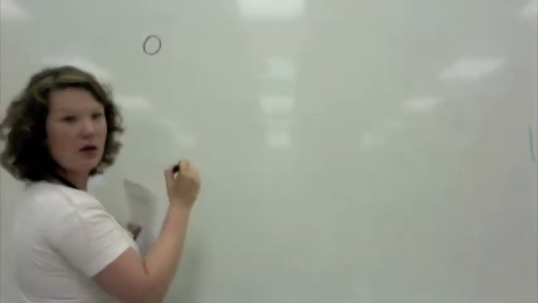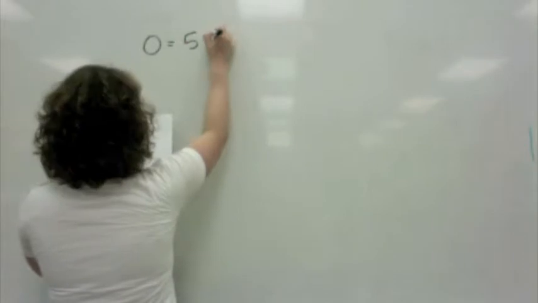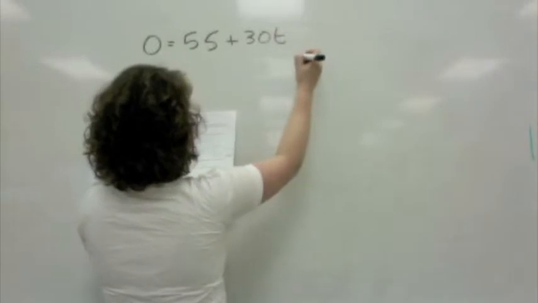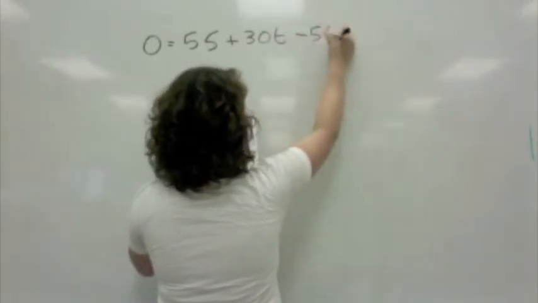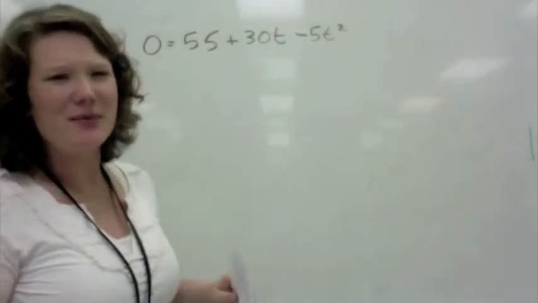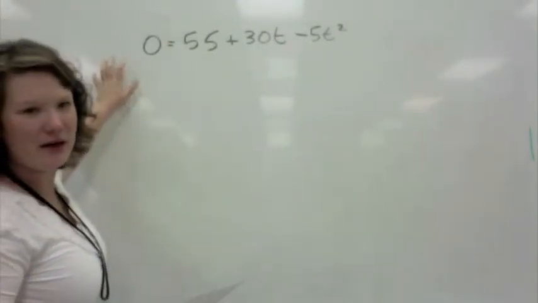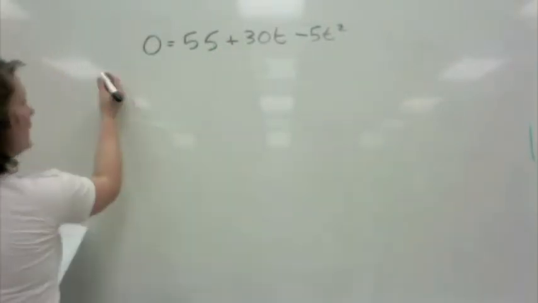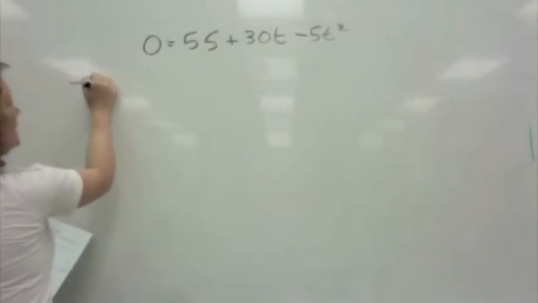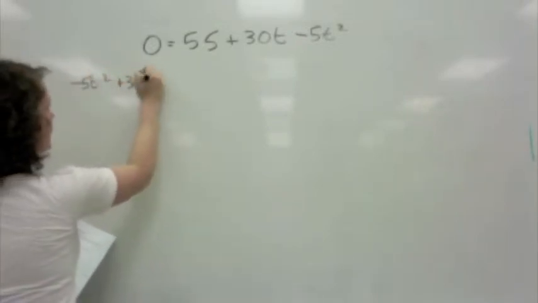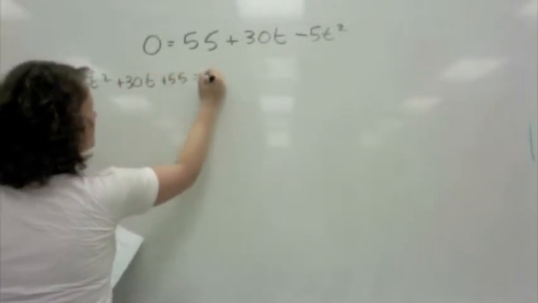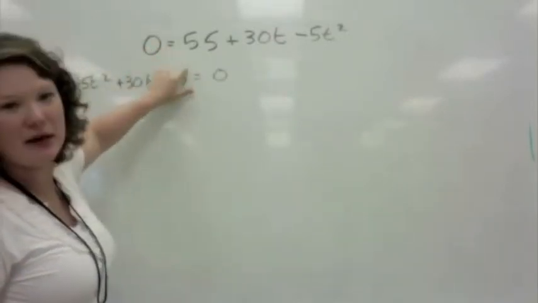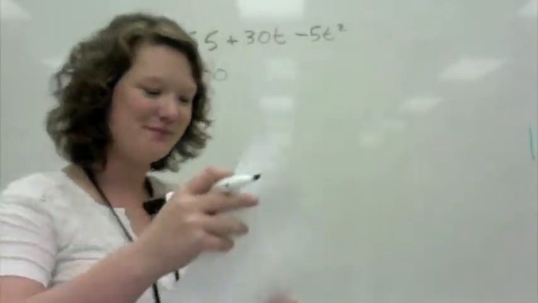Can you see? Oh yeah, that's good. 0 equals 55 plus 30t minus 5t squared. Now, what generally people like to see is they like to see all the letter and lettery bits on this side and the more simple version on this side. So I'm just going to rearrange it. So I get negative 5t squared plus 30t plus 55 equals 0. Now, if I were giving myself a grade, I would say that's a fail because my equal signs are not lined up. Please forgive me.